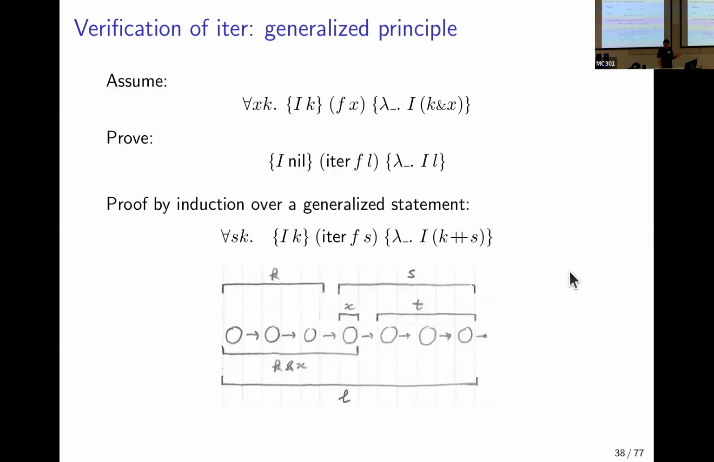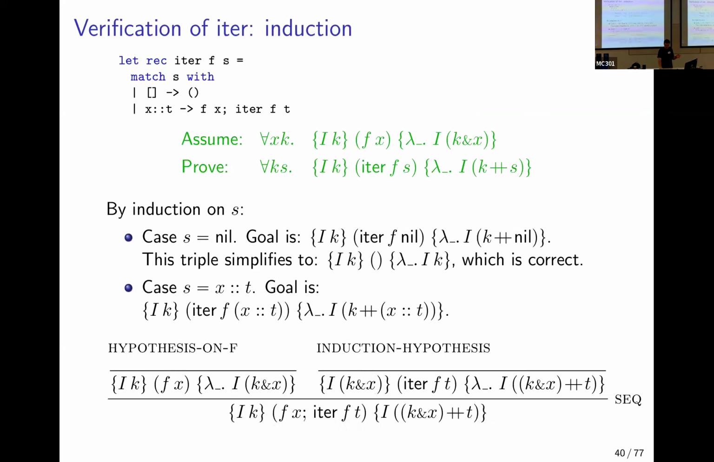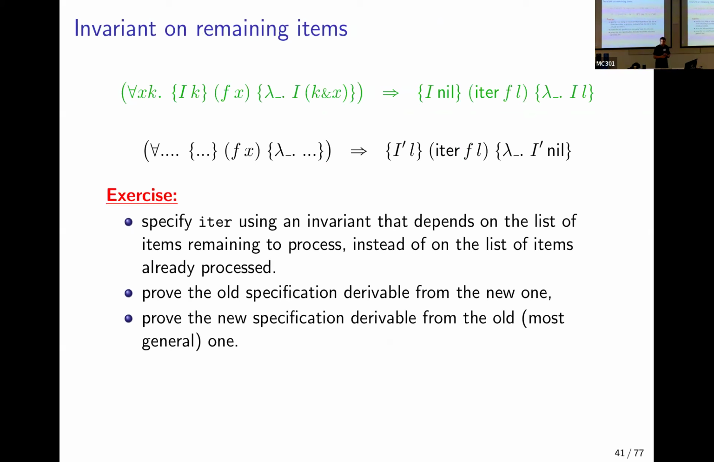You can prove it with iter. Let's skip this. You can also have a specification that talks about the remaining items. It is sometimes much easier to use. It is also easier to prove.